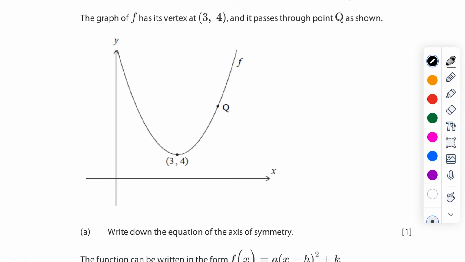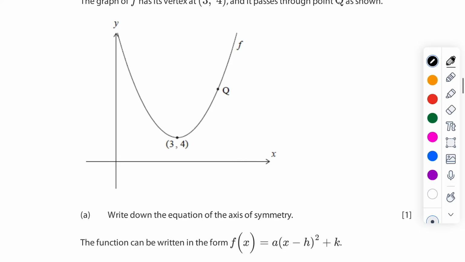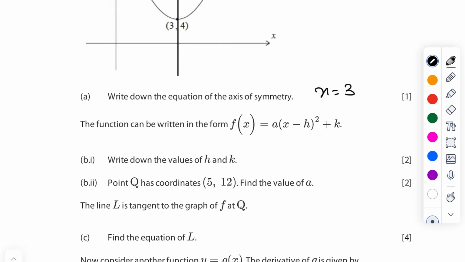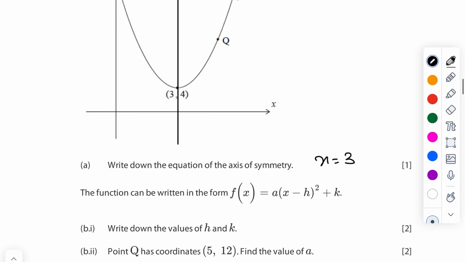Coming to question number 6. The following diagram shows part of a graph of a function f. The function f has a vertex (3, 4) and passes through Q. Write down the equation of the axis of symmetry. The axis of symmetry will be x equals 3. The function can be written in the form a times (x minus h) whole square plus k. Find the values of a and h.